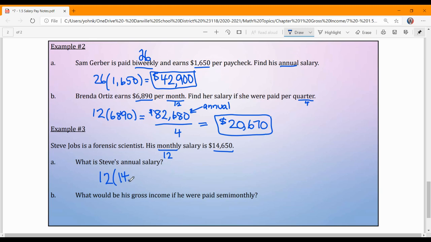That's 14,650. If I multiply those together, we see that he earns annually $175,800. Okay?